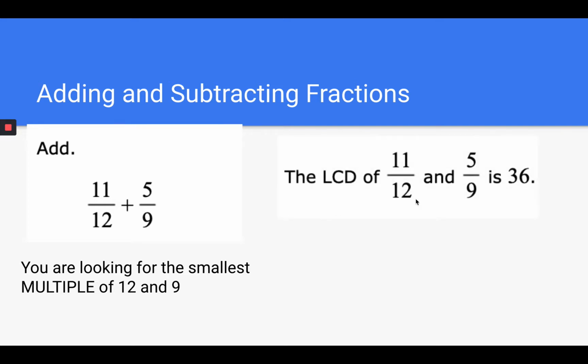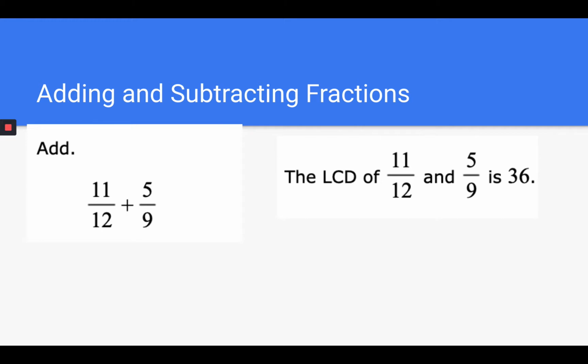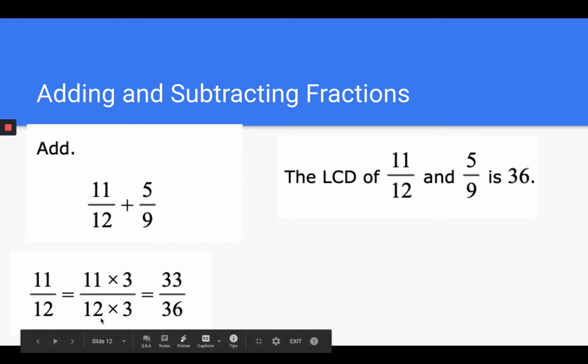And the smallest number that 12 goes into that 9 also goes into is 36. So keep that in mind. Okay, the LCD is 36. And every math teacher says it the same. What I want you to do is we're just looking at 11/12. I need to make that 12 into a 36. So I'm going to say 12 times 3 is 36.